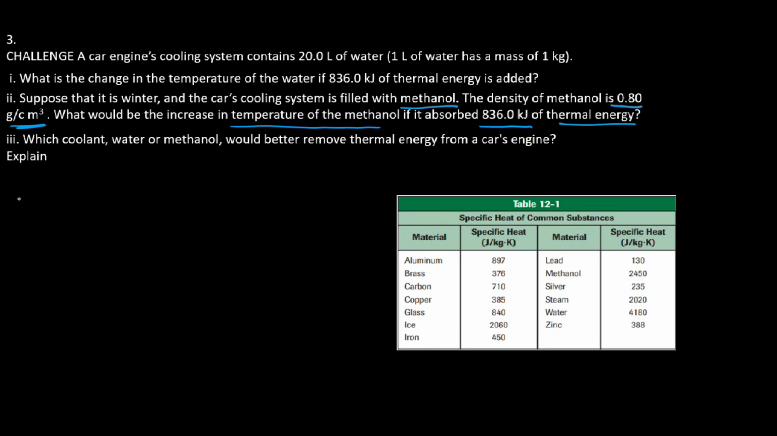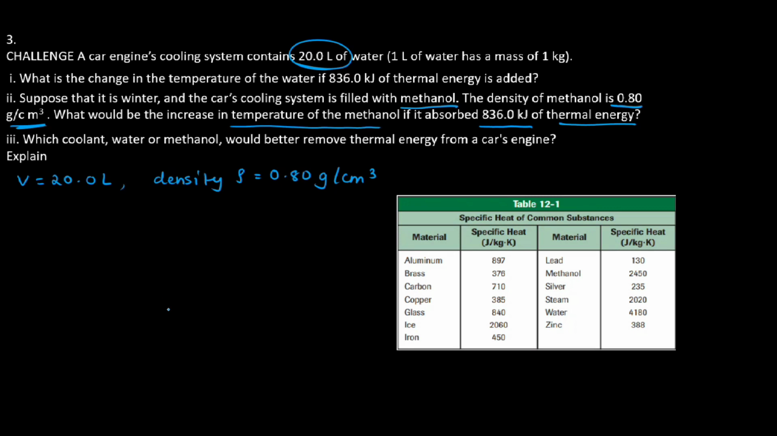So here now, instead of water, the cooling system is filled with methanol. But we still know that the capacity of cooling system is 20 liter because initially we filled it with 20 liter of water. So volume of the cooling system still remains the same, which is 20 liter. Here they have given me the density of methanol. Density I can write with the notation rho, which is 0.80 gram per centimeter cube for methanol.